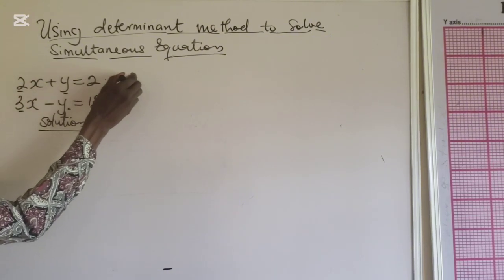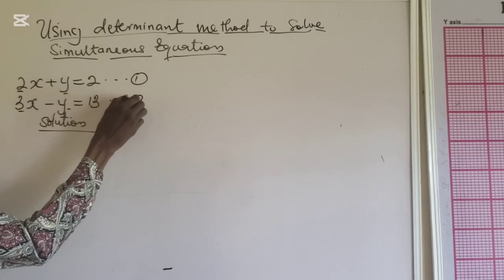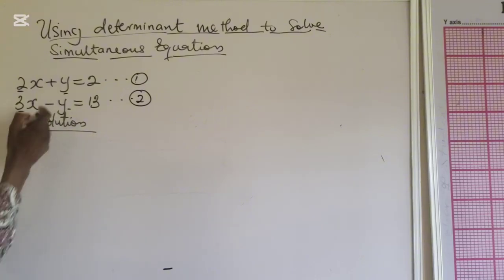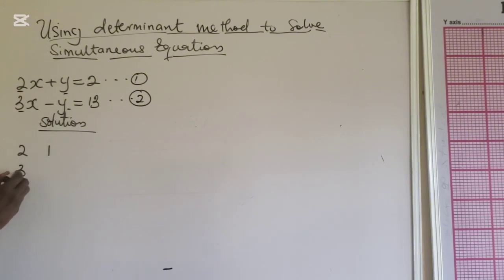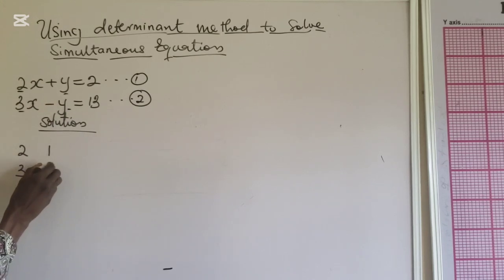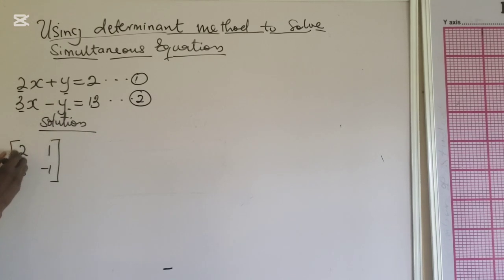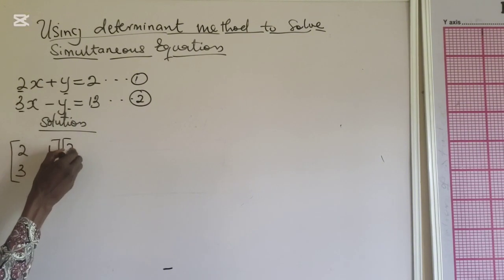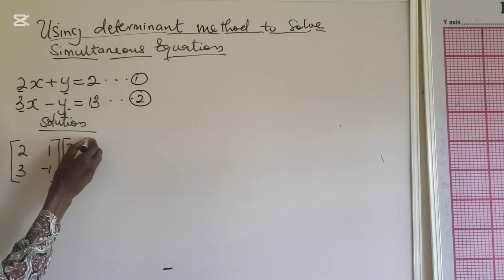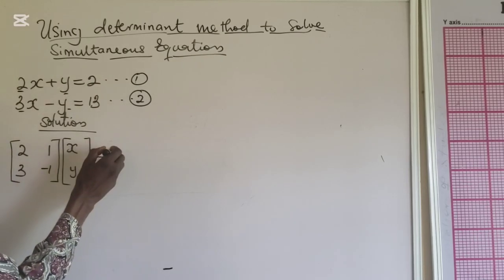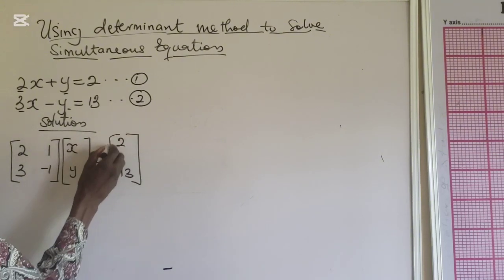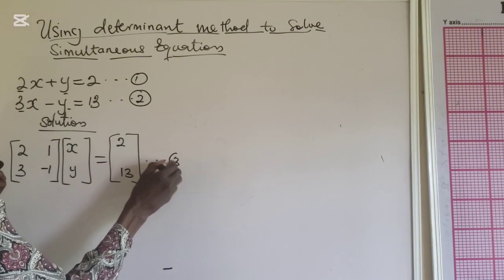Now, we pick the value of the coefficient of both x and y. So let me call this one equation 1. Let me call this equation 2. Now, I will pick the coefficient of x there, which is 2. Coefficient of y there, which is plus 1. Coefficient of x here, which is 3. Coefficient of y here is minus 1. The alphabets involved in the equation are x and y. The answer here is 2 and 13. Let me call this equation 3.